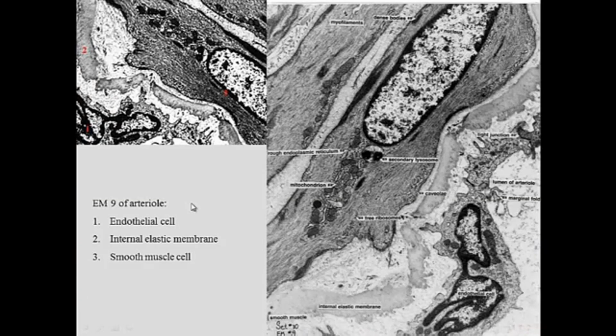If we look at the electron micrograph of a little arteriole, we see the epithelium, which is the endothelium. Endothelium, we see junction between adjacent cells here, tight junctions that we see, and we see the internal elastic lamina, and then we have smooth muscle cells.